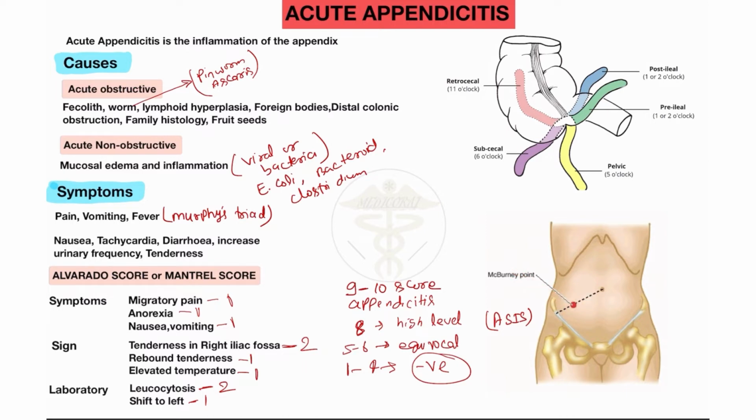Where is the McBurney point present? It is at a distance of 2/3 from the umbilicus and 1/3 from the anterior superior iliac spine. So please learn the McBurney point also. It is also used in patients with acute appendicitis. The McBurney point is present 2/3 of the distance from the umbilicus and 1/3 from the anterior superior iliac spine. So this is the McBurney point.